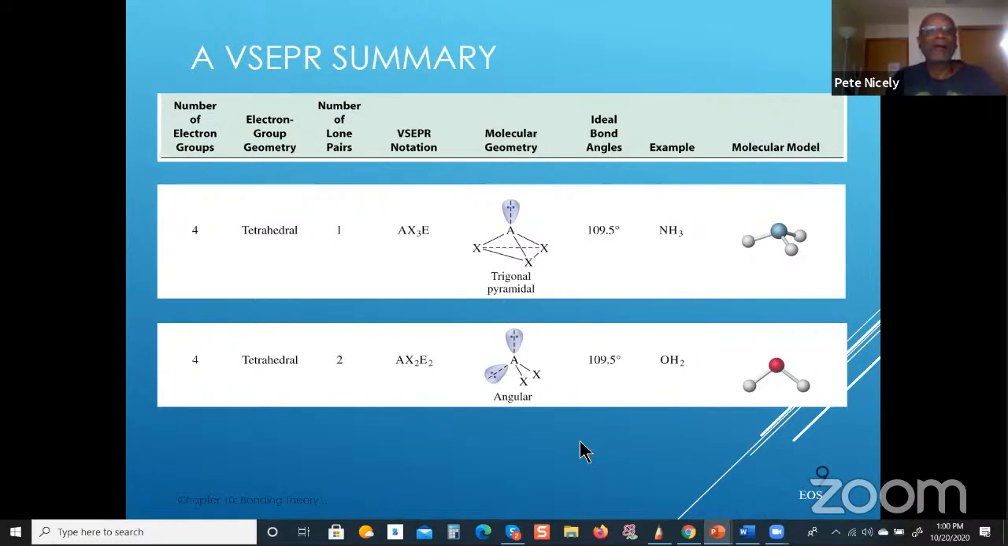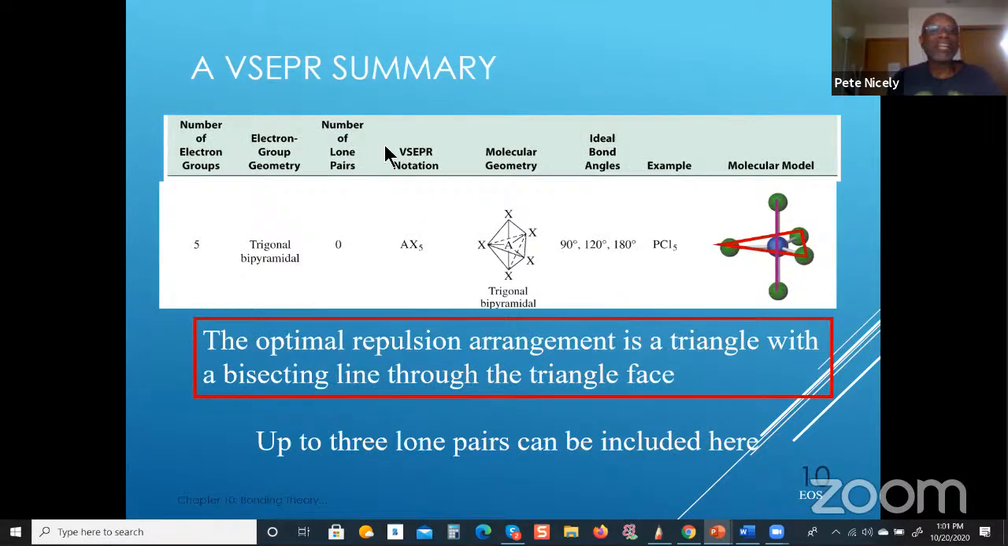All right. So we get to 5 electron groups around the central atom. The electron group geometry is trigonal bipyramidal, and we're going to look at a situation where there are no lone pairs, which means that the VSEPR notation is AX5, and this would be the actual molecular geometry, as you can see here. This is the shape adopted by any molecule where the central atom is bonded to 5 other atoms and there are no lone pairs.